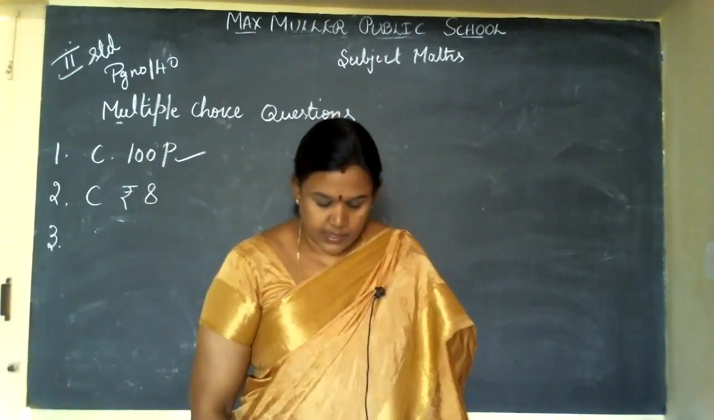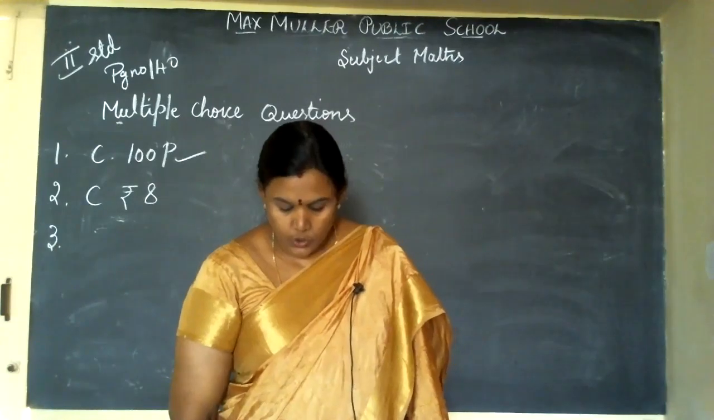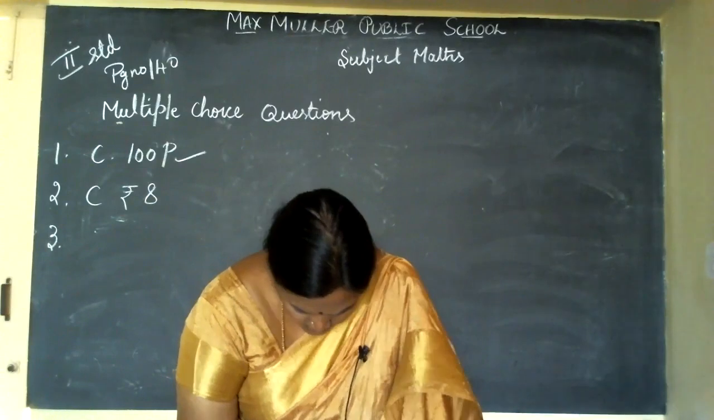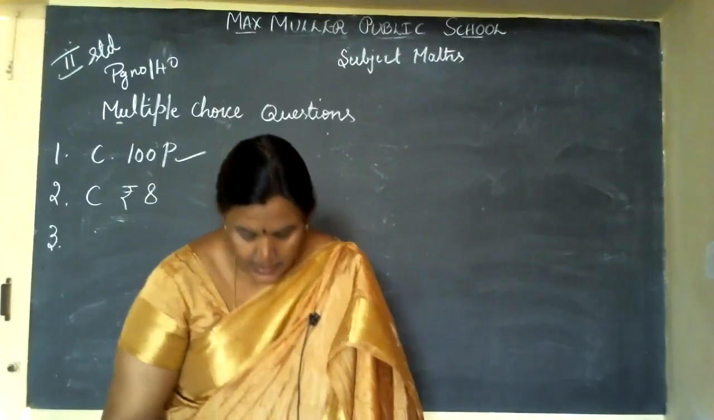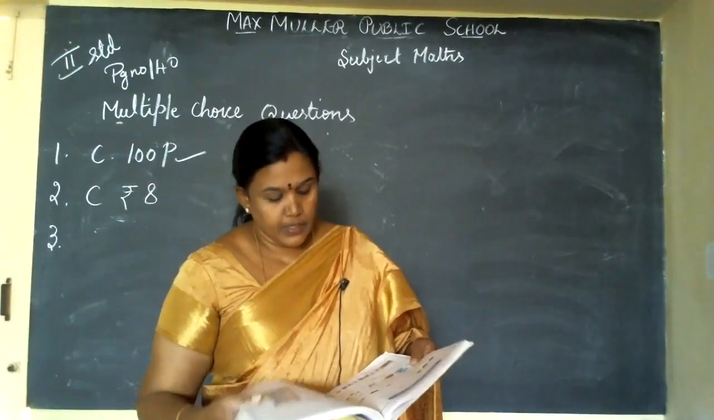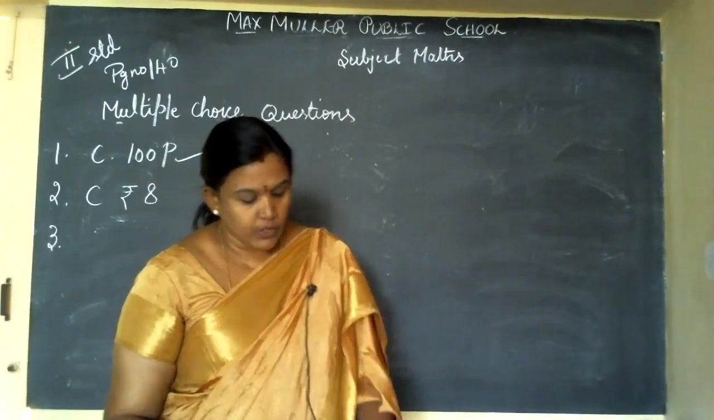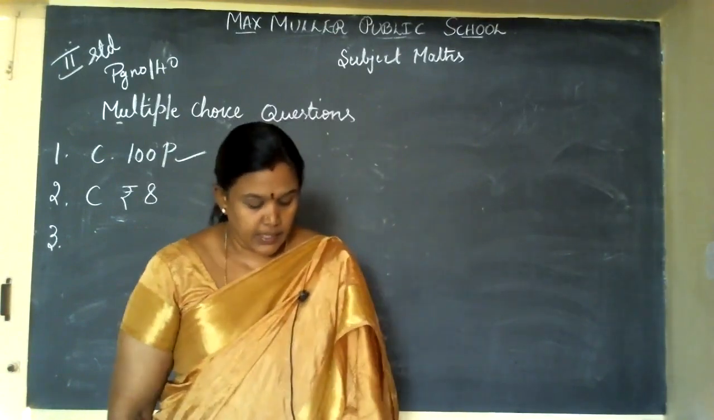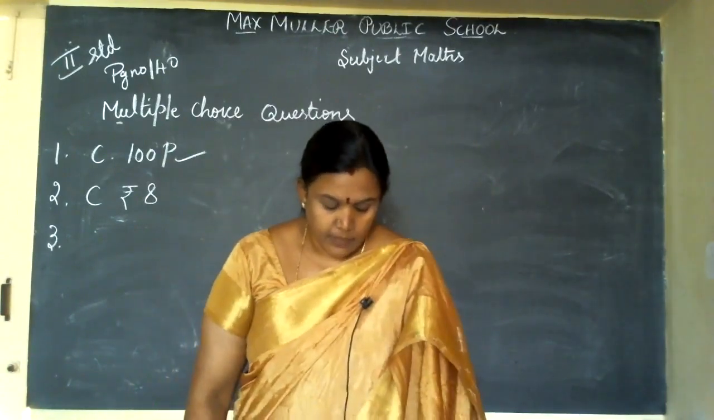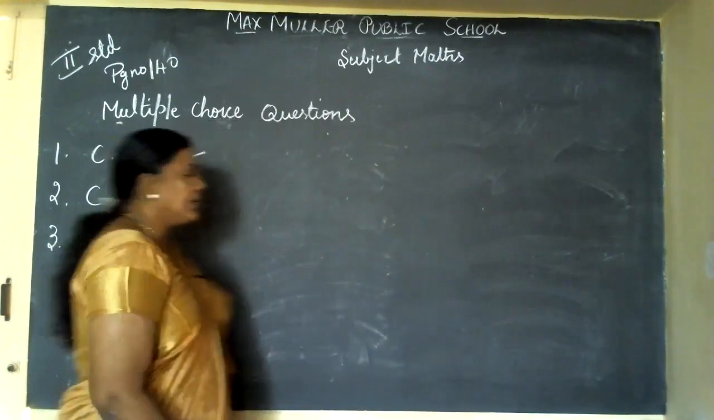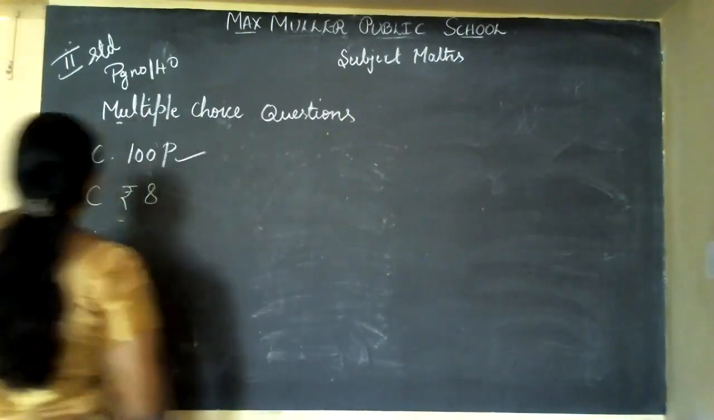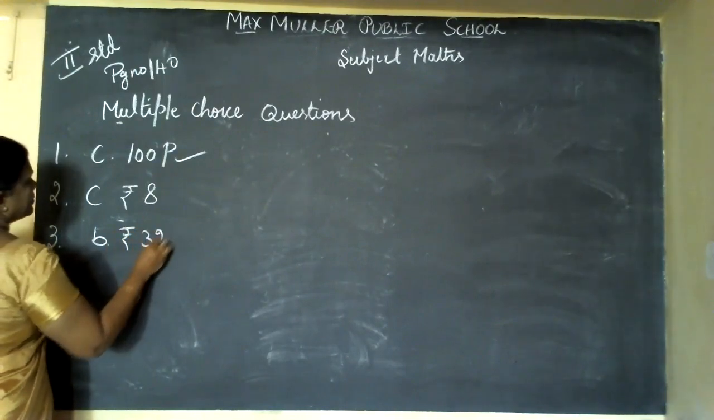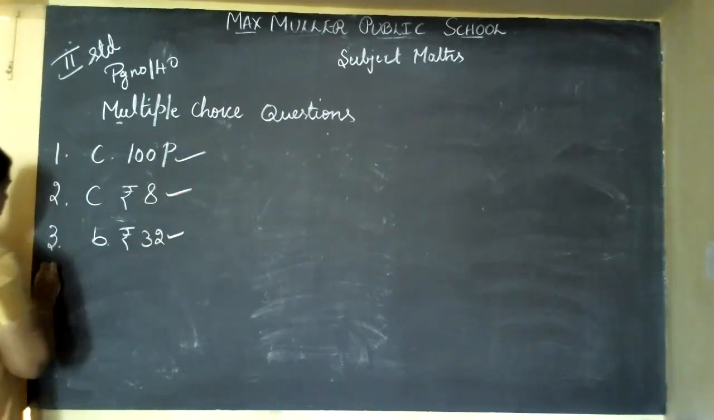Third one, Nikhil bought three things. See, pen, sharpener, eraser. Pen is 25 rupees, sharpener is 5 rupees, eraser is 2 rupees. Now you want to add this amount and find what was the total cost of these three items. 25 plus 5, 30. 30 plus 2, 32. B, rupees 32. You want to tick for 32.